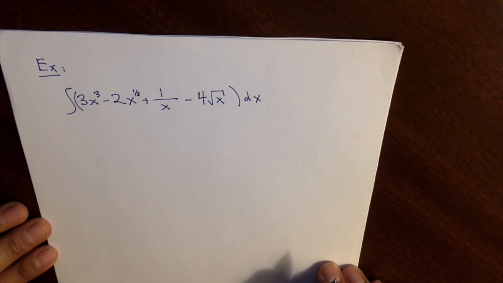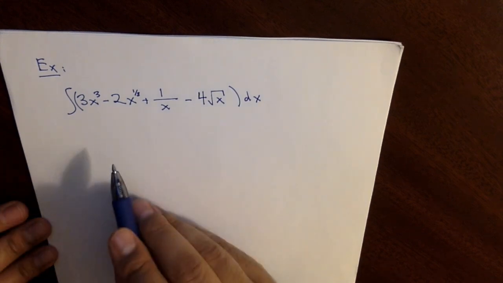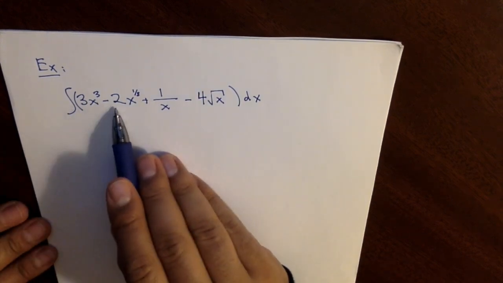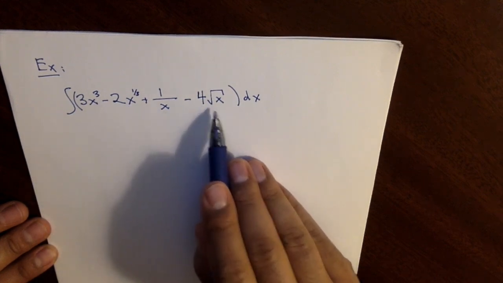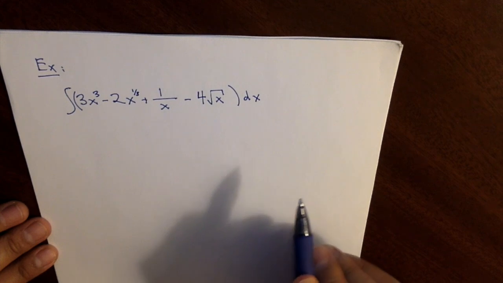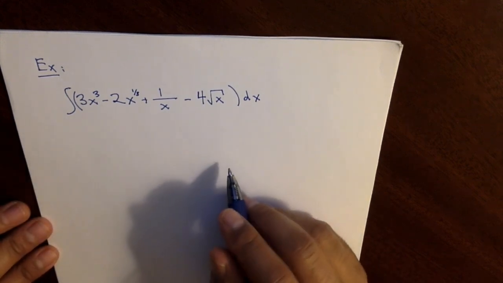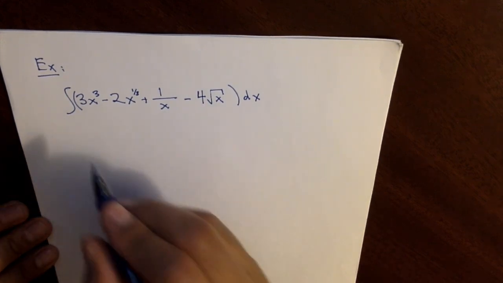So let's go ahead and take a look at an example. This looks like a fun expression. Let's take an antiderivative of 3x cubed minus 2x to the 1/3 plus 1 over x minus 4 root x dx. This is good. It'll give us some exposure to various interpretations of the anti-power rule.